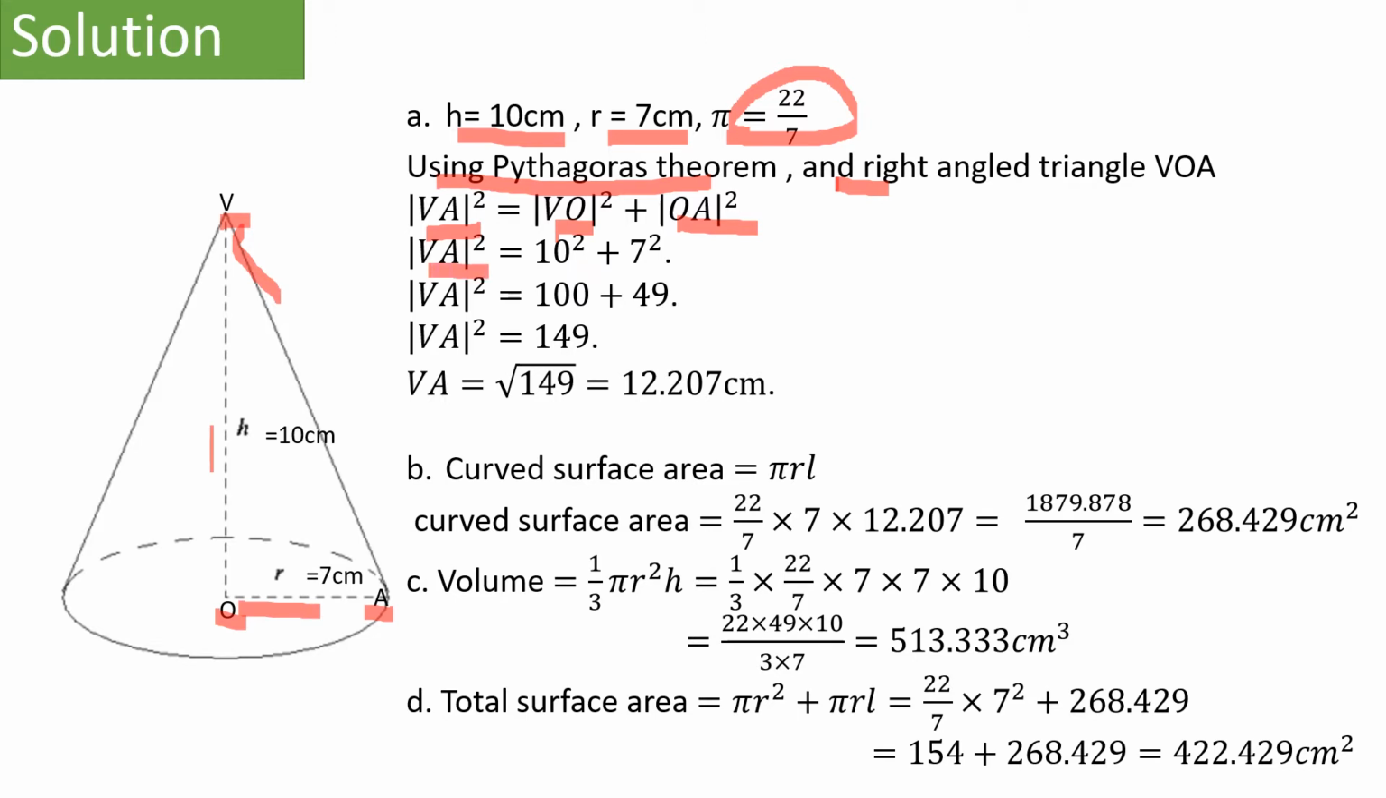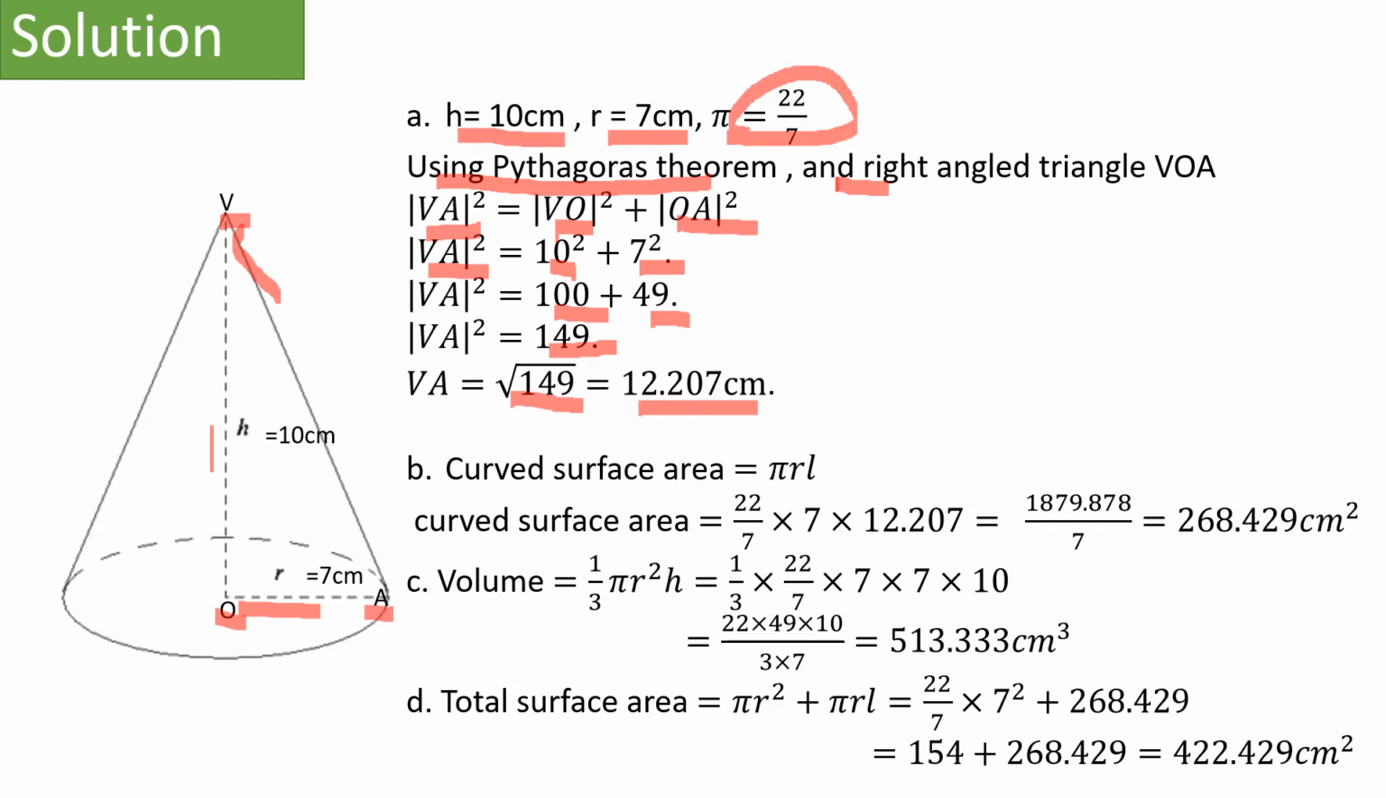VA, we don't know the actual value, so leave VA square is equal to VO, which is 10 square plus 7 square. So 10 square will give us 100, 7 square gives us 49. So we get 149. So to get VA, we find the square root of 149. So we get 12.207 centimeters. So that is the slant height.